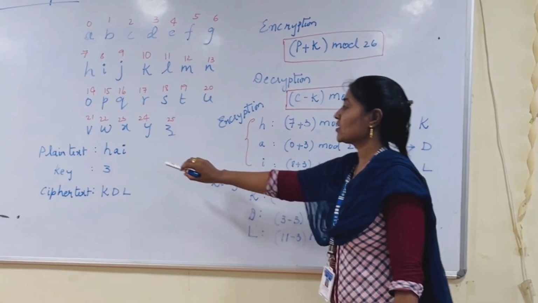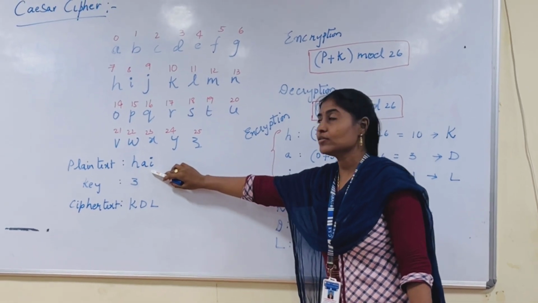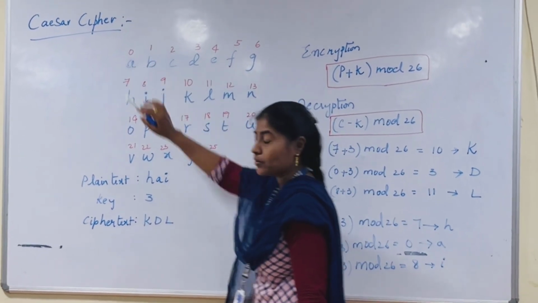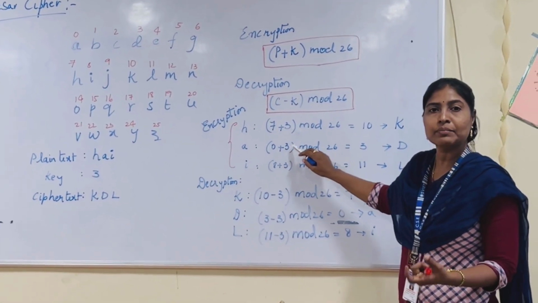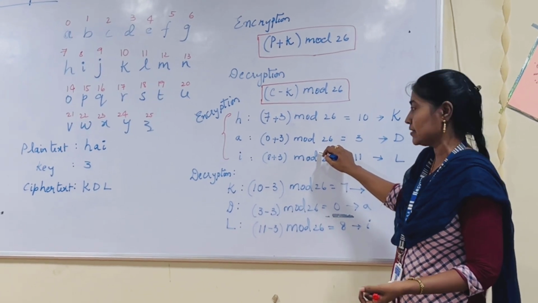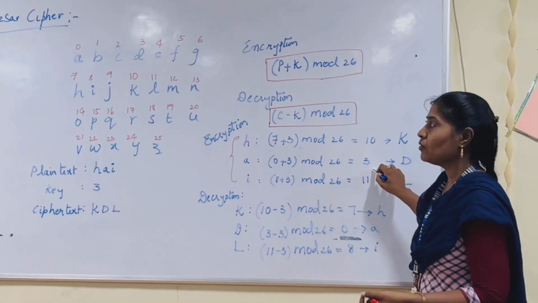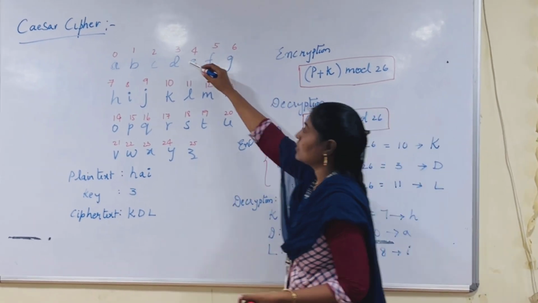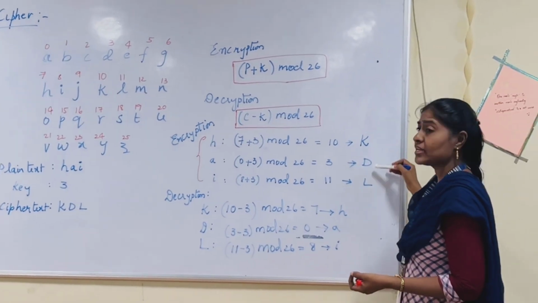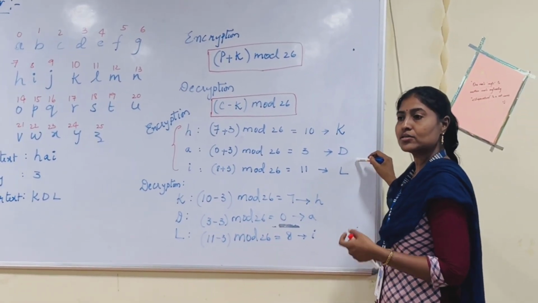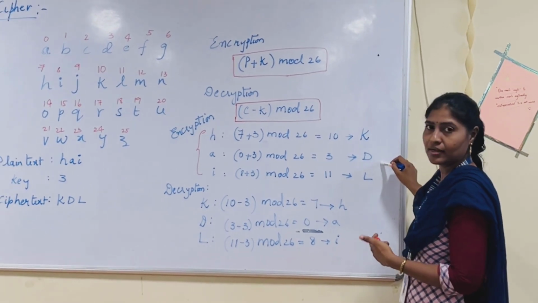Next our plain text character is A. The value related to A is 0, and the key value is 3. We perform a simple addition and perform the modulus operation with 26, and the remainder is 3. Now see the character related to 3, which is D. As we already discussed previously, the ciphertext will be represented in capital letters, so we represent the ciphertext letters in capitals.